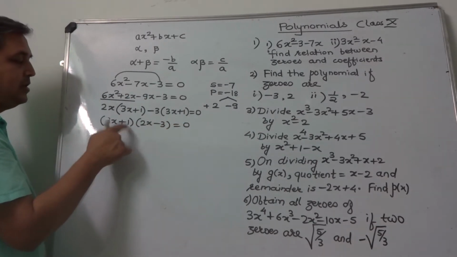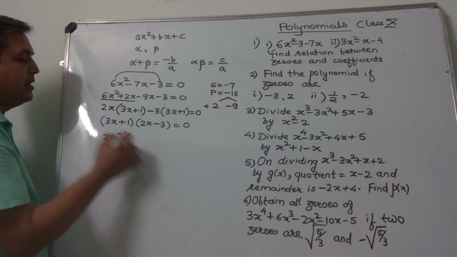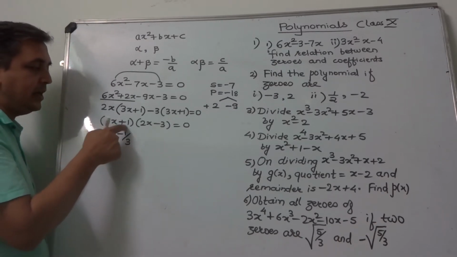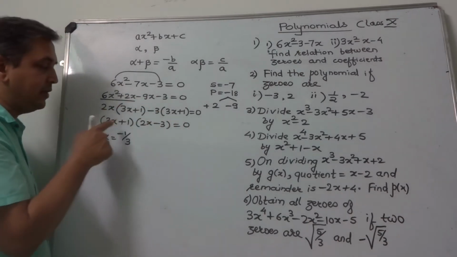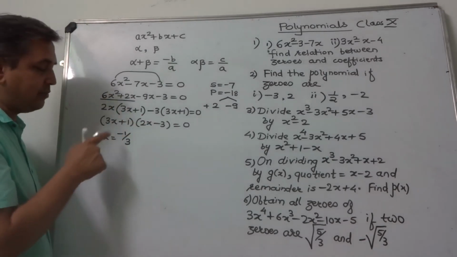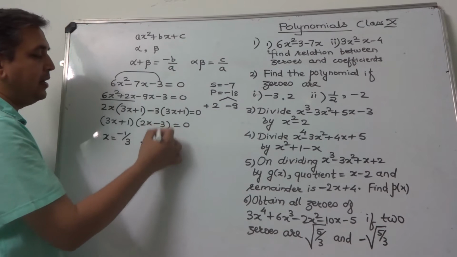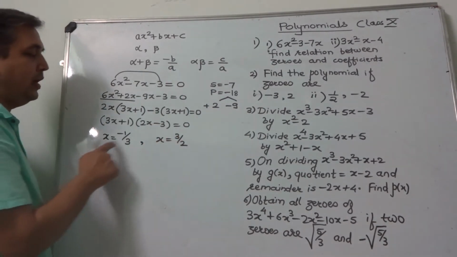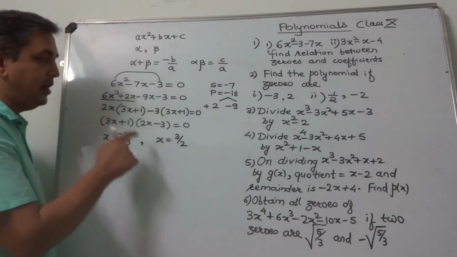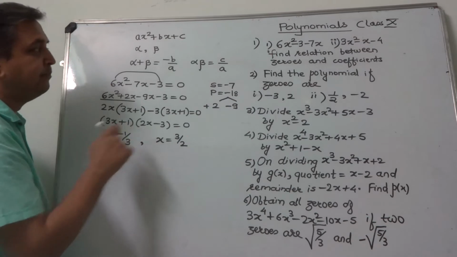If this term is 0, we get one of the roots, x equal to minus 1 upon 3. Is it clear? 3x plus 1 equal to 0. We take 1 on right hand side, so minus 1. So 3x equal to minus 1 and x equal to minus 1 by 3. And from here we get x equal to 3 by 2. So we have obtained two zeros of this polynomial, alpha and beta.